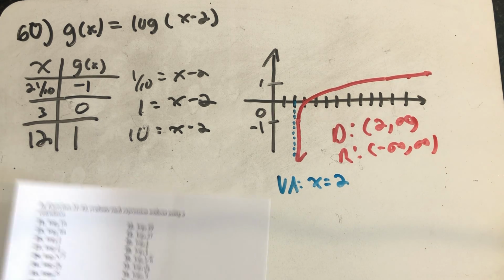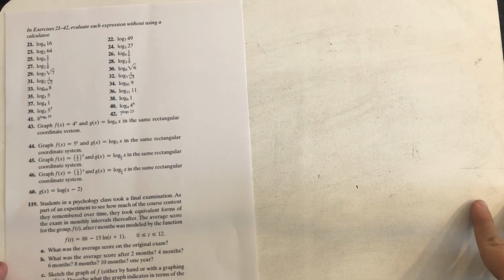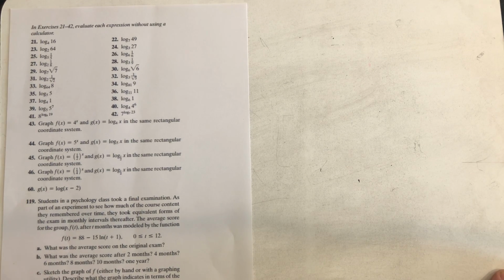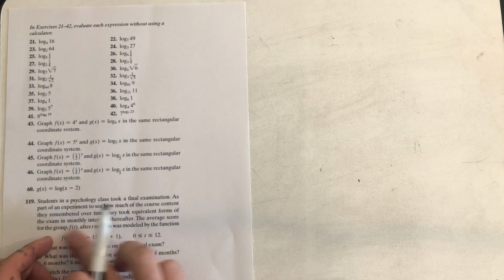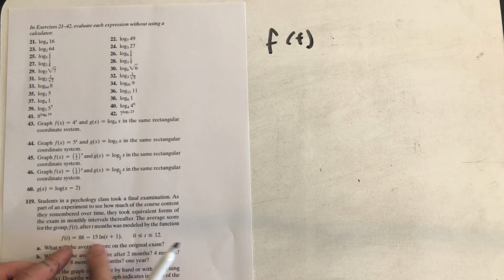The only problem we have left now is number 119. And it's an application problem involving a logarithm. Students in a psychology class took a final examination. As part of an experiment to see how much of the course content they remembered over time, they took equivalent forms of the exam in monthly intervals thereafter. The average score for the group f of t after t months was modeled by this function.